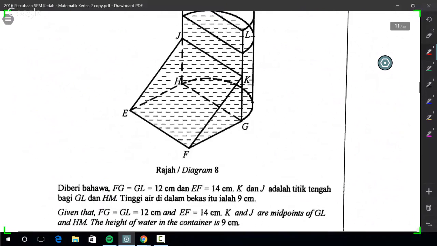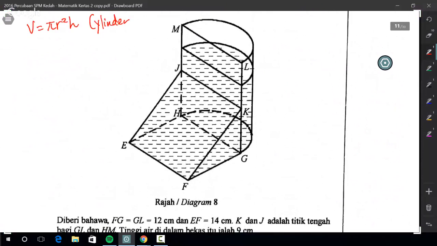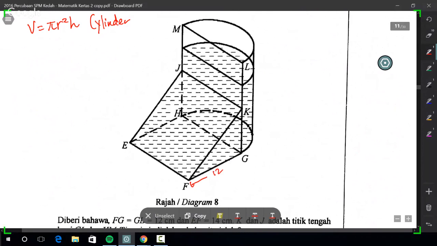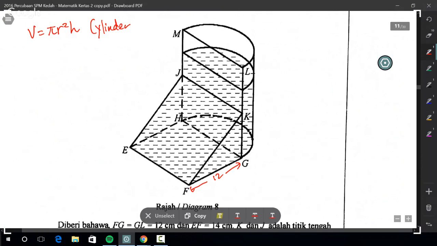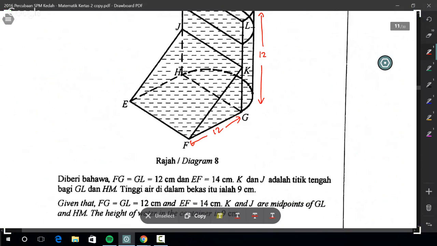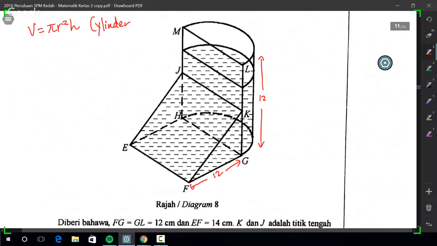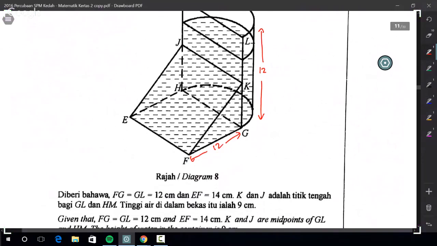So FG and GL are 12. FG, here means from here to here is 12. And GL means here, GL is the maximum here. That means here is 12 as well. Even if it doesn't look like it, you have to assume it is. And then EF is 14. E to F is 14, from here to here.